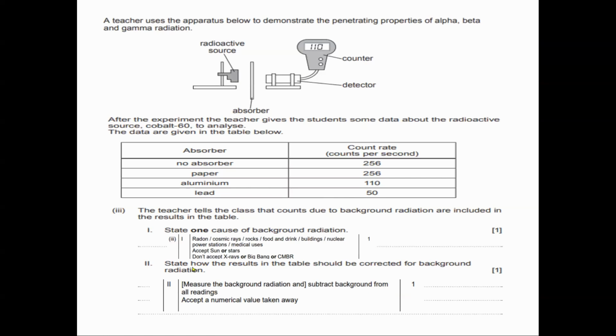State how the results should be corrected for background radiation. Measure the background radiation and subtract the background from all readings. All right, so that's what we just talked about there.